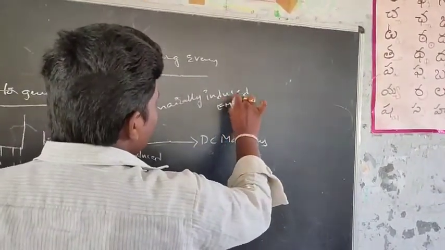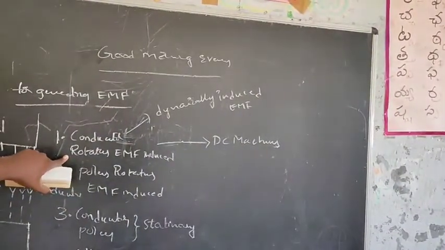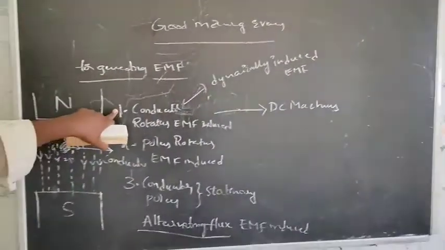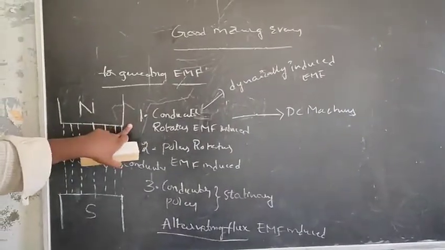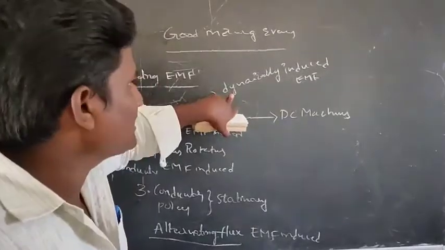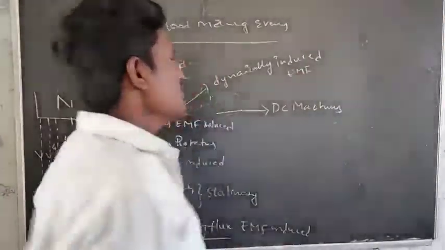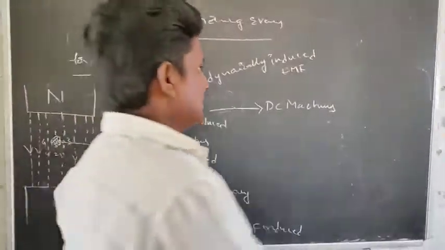Dynamically induced EMF. Due to which action does the EMF get induced? Due to rotation. Which one rotates? The conductor rotates, but the poles are stationary. So the conductor rotates, that's why the rotation is there. That's why it is called a dynamically induced EMF. So this one can be used for DC machines.